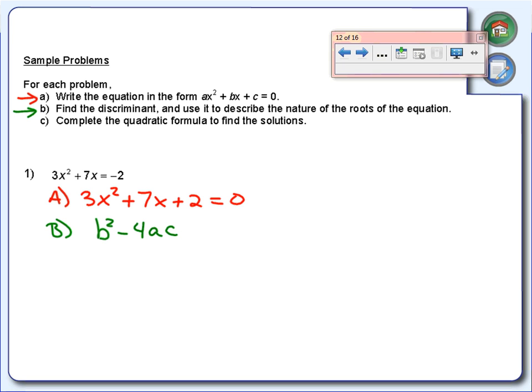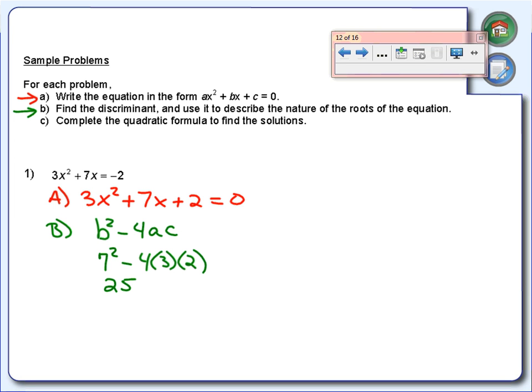What we're going to do is take out the letters and replace them with some numbers. What number am I going to use for the b? 7. What am I going to use for a? 3. And for c, we're going to use the 2. All right, we don't need to make this complicated. Just stick that in your calculator and let's see what number we end up with. 7 squared minus 4 times 3 times 2. See what you get. We get a 25.